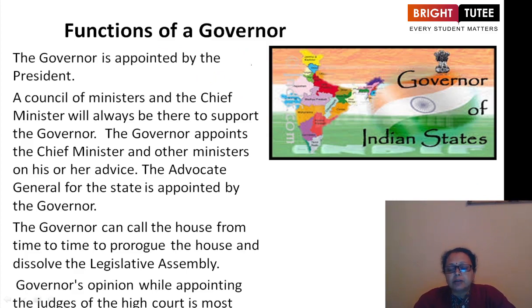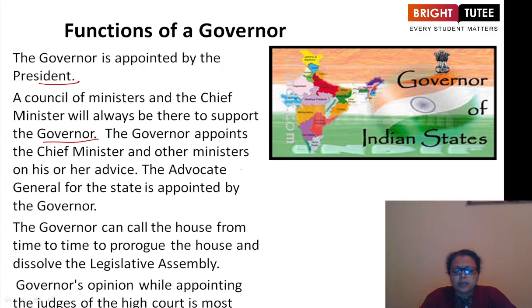So we have 28 states. In almost all the states, they have their own governor. Many times, one governor can take care of more than one state also. The governor is appointed by the president. A council of ministers and the chief minister will always be there to support the governor. For the support of the governor, they are always ready.